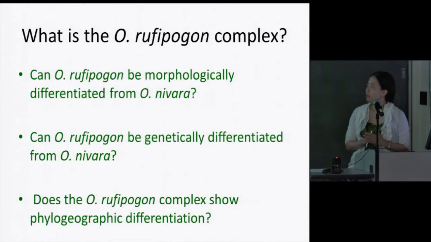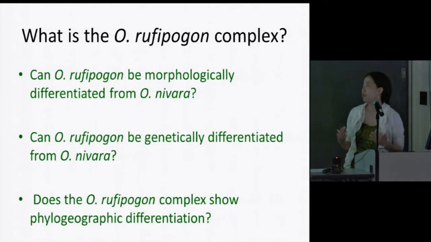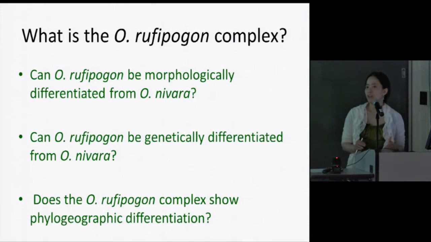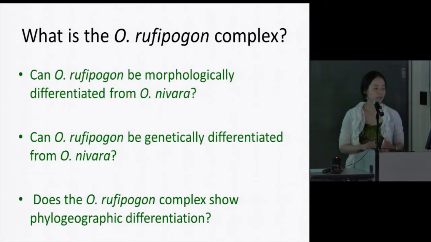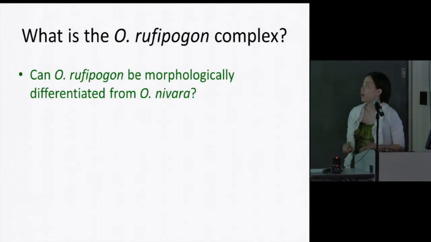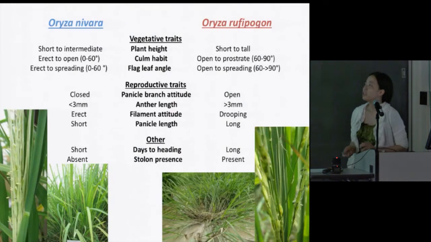So some of the main questions I want to ask here are really, what is this O. rufipogon complex that consists both of Oryza rufipogon, the perennial, and Oryza nivara, the annual form? Can rufipogon be morphologically differentiated from nivara? Can it be genetically differentiated? And does this O. rufipogon complex show any phylogeographic differentiation? So let's look at morphological differentiation first.